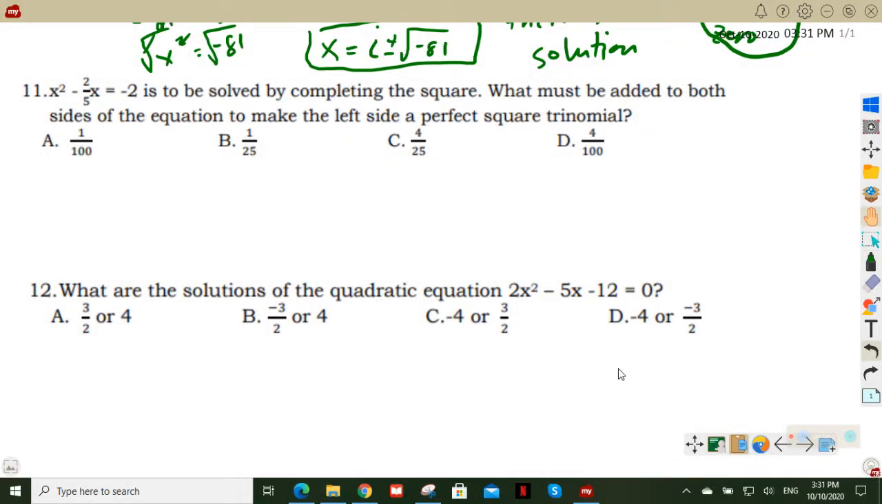So let us continue for number 11. Okay, number 11 says here that x squared minus 2/5 x is equal to negative 2 is to be solved by completing the square. What must be added to both sides of the equation to make the left side a perfect square trinomial? Okay, so let's check on that.